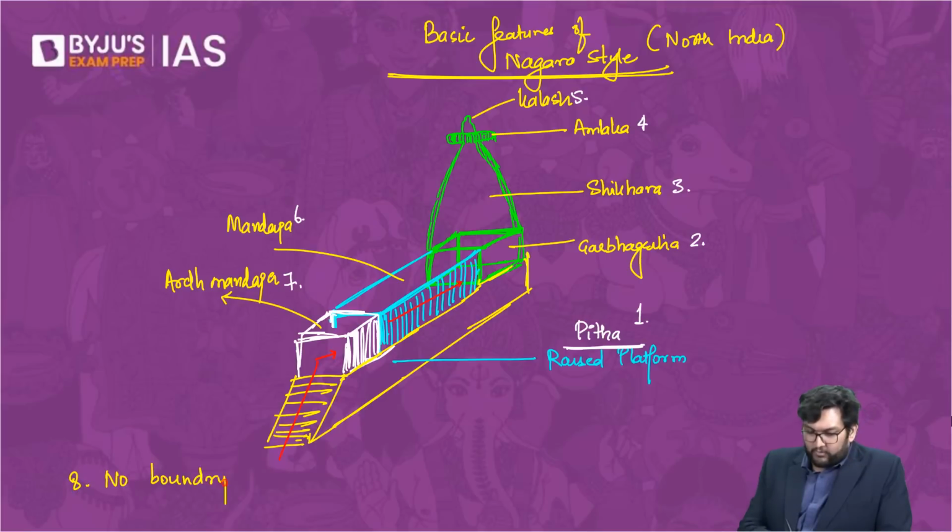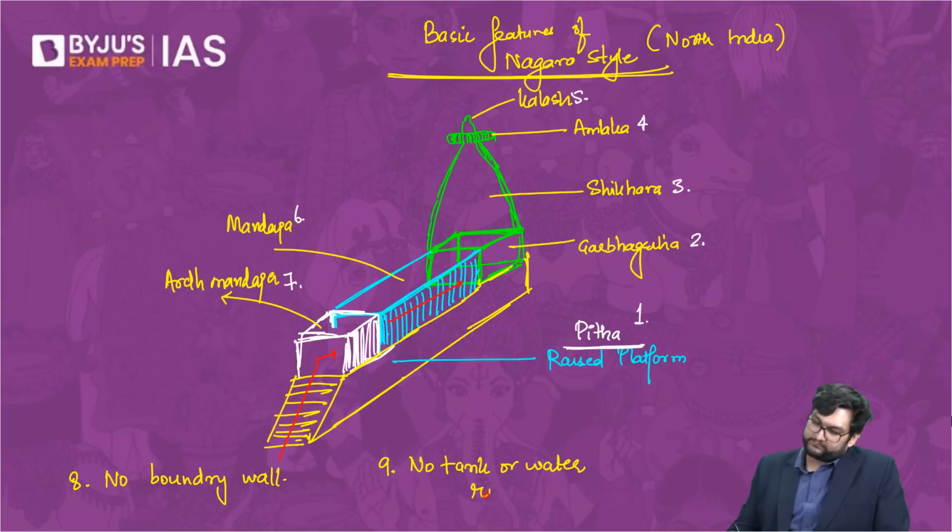No boundary wall. And please don't tell me, sir, I've seen a boundary wall. Those were added later. Original early medieval temples did not have a boundary wall. 9: No tank or water resource within the temple complex.